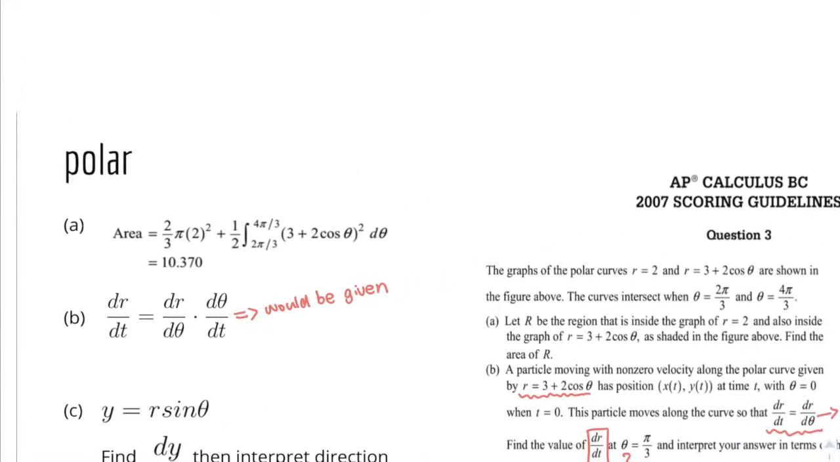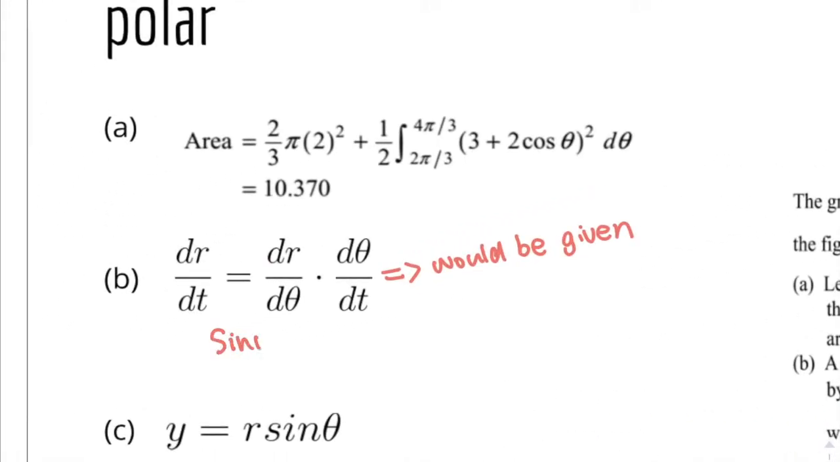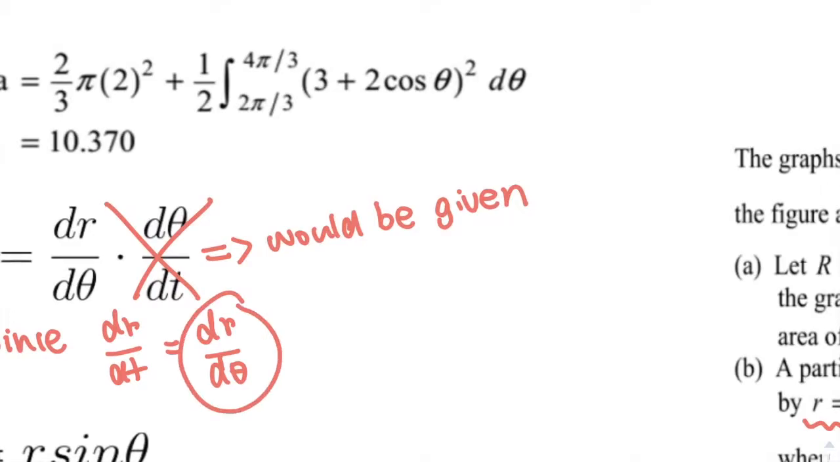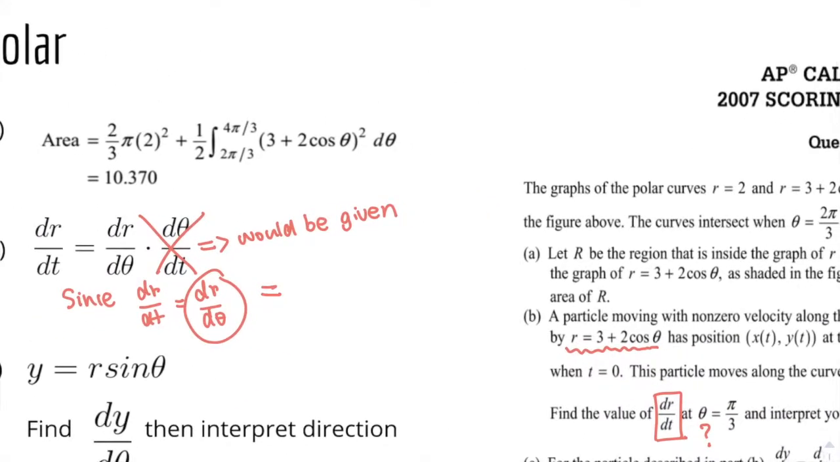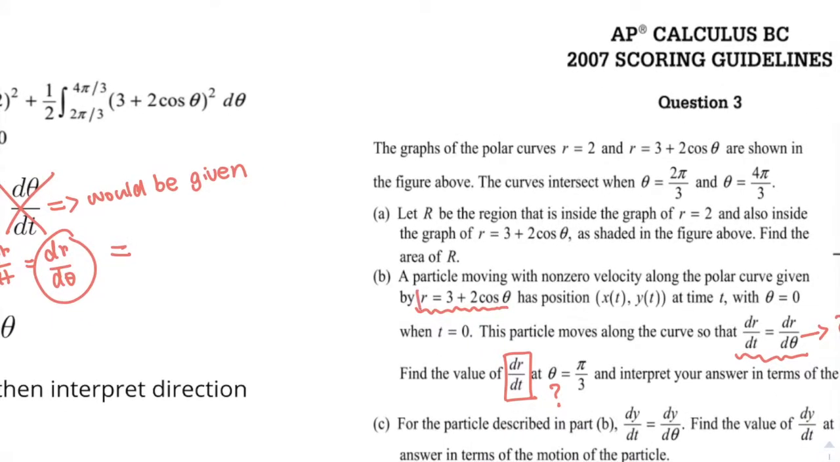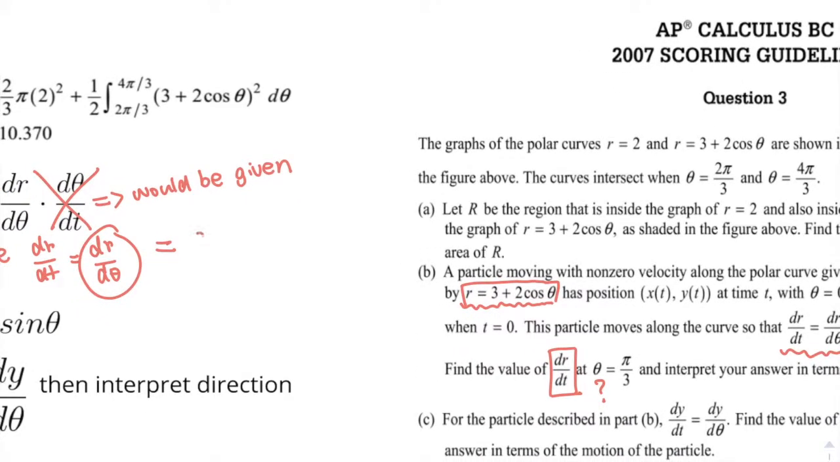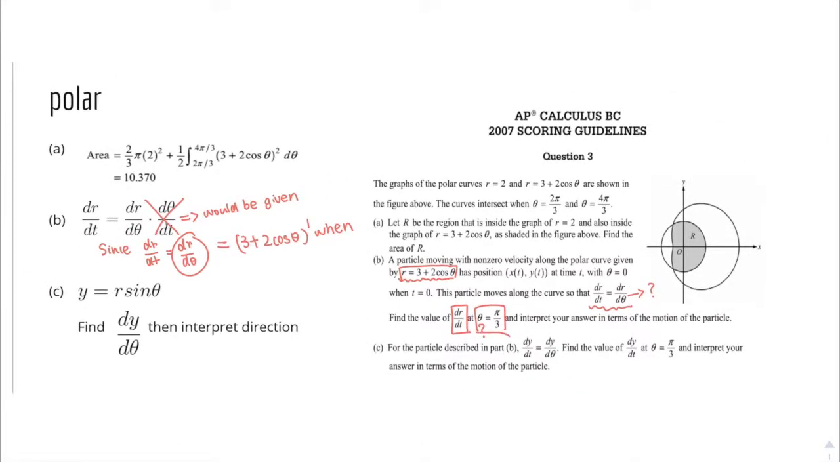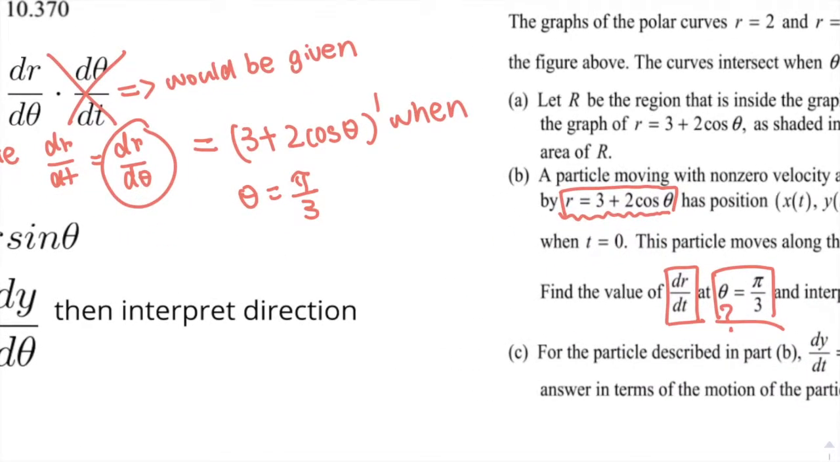In a normal question, I usually give you the value of d theta over dt. But since here it said dr over dt equals dr over d theta, we know that d theta over dt just equals 1. We just need to find the value of dr over d theta to solve this problem. And what is dr over d theta? It is literally just the derivative of r, because r is 3 plus 2 cosine theta. We just need to take the derivative of it, plug theta equals pi over 3 into the calculator, and then we should get the answer, which is negative 1.732.